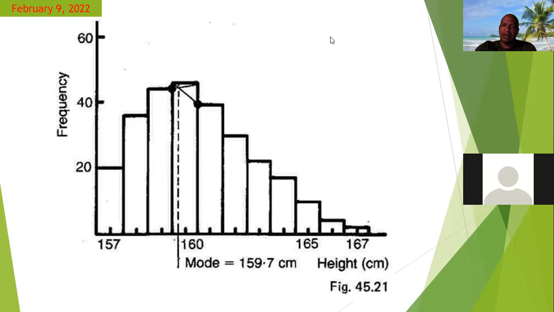Now, with your graph paper, you should be able to have a more accurate reading because you'll be able to count all those tiny boxes to tell you exactly what the value is.